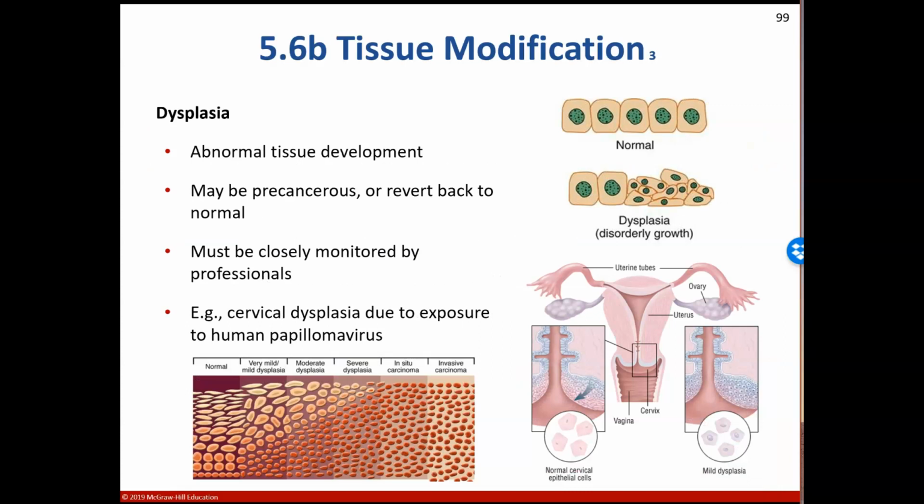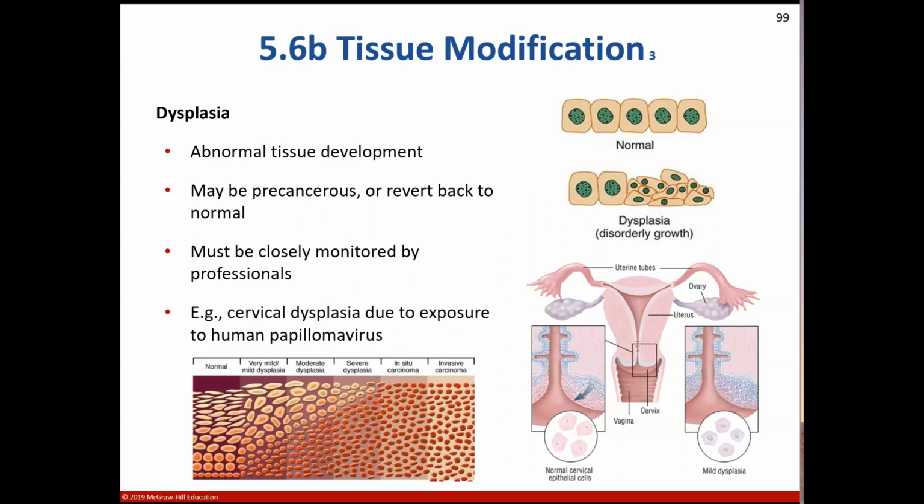Now for dysplasia. This is when we have abnormal tissue development. So again, here are normal cells, and you can see that in dysplasia, we just have this disorderly growth that is taking place. We'll see that these cells will vary in shape and size, and there is evidence that the cell-to-cell interaction has broken down as well, resulting in a disorganized appearance of the tissue. And it may be precancerous, or it can revert back to normal, but it must be closely monitored by professionals so that we can start treatment in case it does turn cancerous.